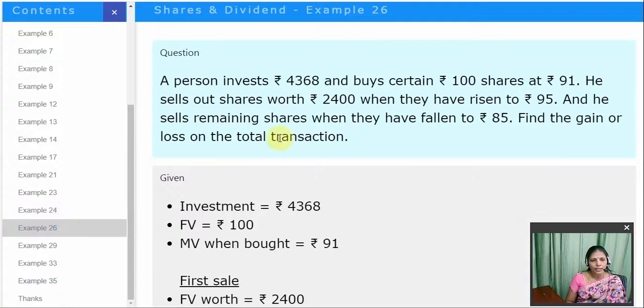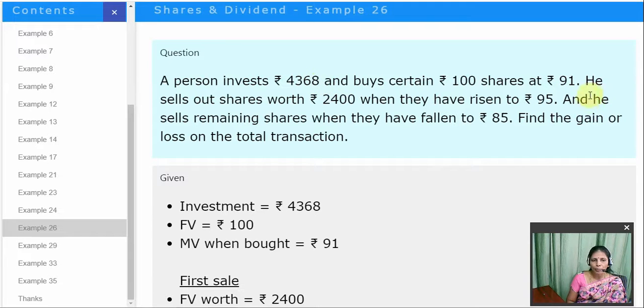Now the question is, a person invests rupees 4,368 and buys certain rupees 100 shares at rupees 91. First he is investing this much money, and what is this 100? It is the face value, and this 91 is the market value, and this is his investment.